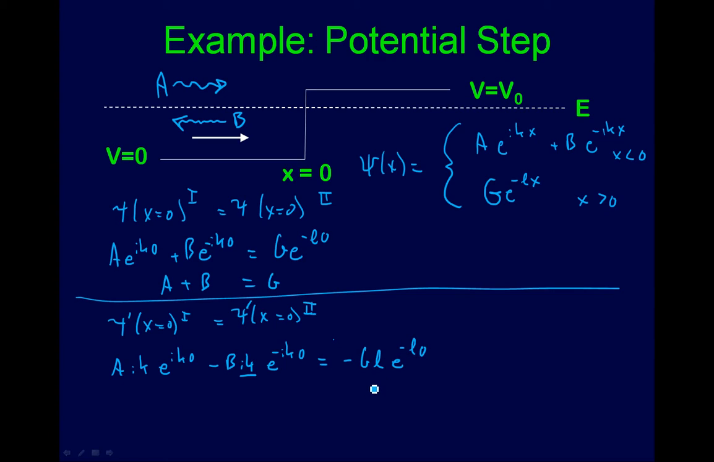It's a derivative, so it's an extra step, but still these exponentials come out to be 1, which makes my life a lot easier. And so it's aik minus bik equals negative gl. These are the two equations for our boundary conditions that we can go through and solve and finish this up.